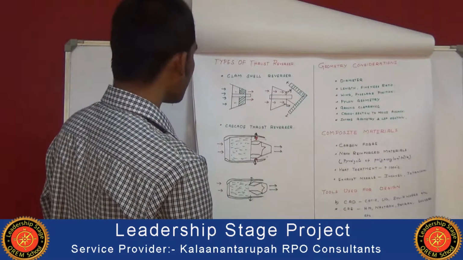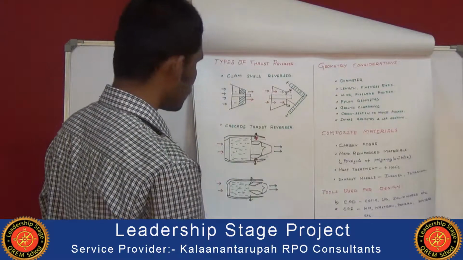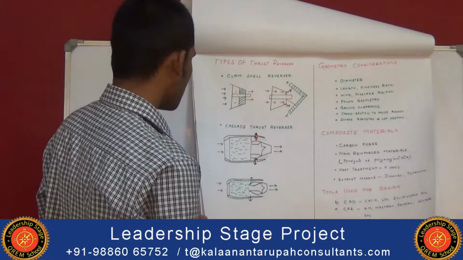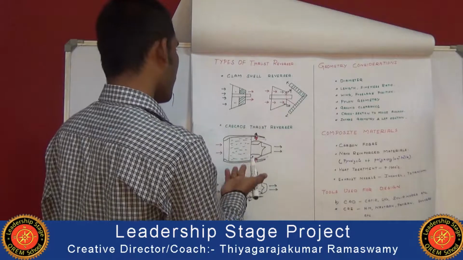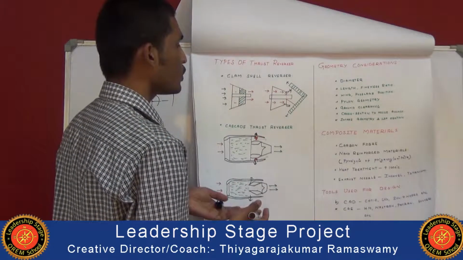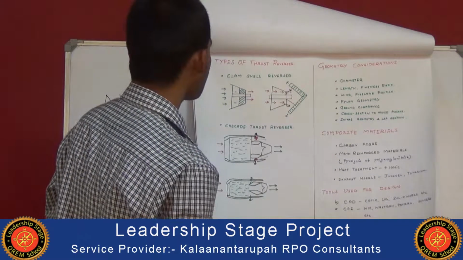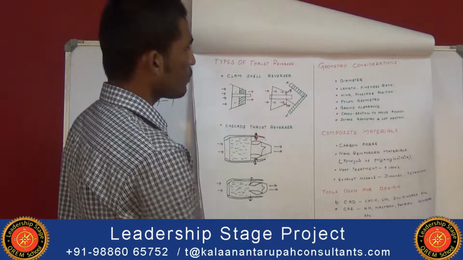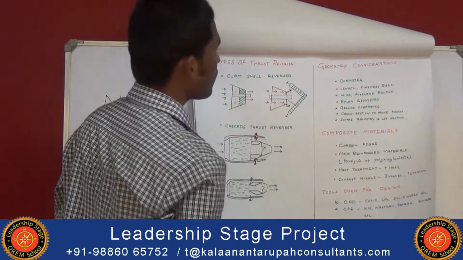And what are the advantages of this thrust reverser? It is used to save fuel, improve the efficiency of the engine, reduce the wear on the brakes, and enable the aircraft in short landing as well as short takeoff conditions. These are the main advantages of the thrust reverser. Next, we are going to see the geometry considerations.